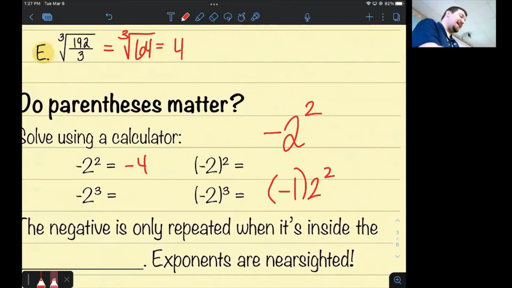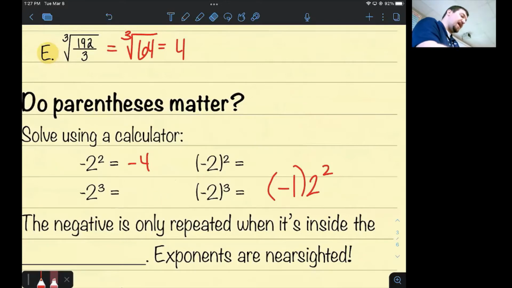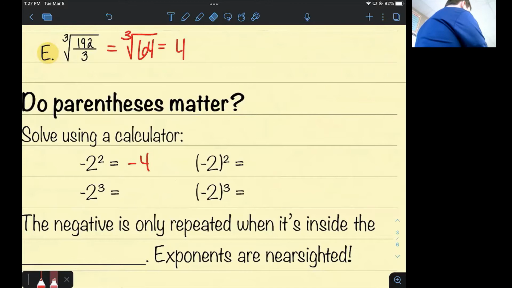Now, try it again, but put the negative 2 in parentheses, which means you have to hit your parentheses, negative 2, close the parentheses, to the second power. What do you get? This time it's 4. The parentheses absolutely matter.